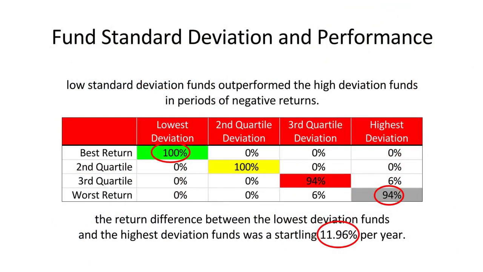This chart you're looking at shows how often the low standard deviation funds outperform the high standard deviation funds in periods of negative returns. During these periods of market decline, the funds with a higher standard deviation got hammered far, far in excess of the funds that sported a lower standard deviation. And the return difference between the lowest standard deviation funds and the highest standard deviation funds in a bear market was a startling 11.96% per year. Compare that to the 1.35% advantage that the high standard deviation funds had in bull markets.